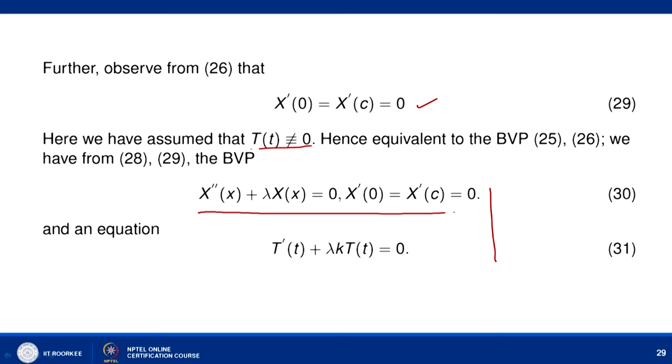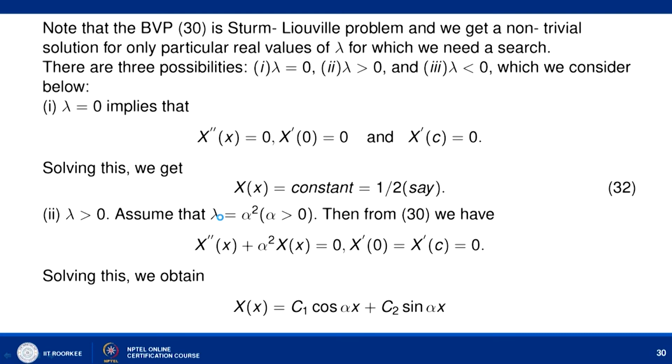This is a boundary value problem, and if you look at it, it is a Sturm-Liouville boundary value problem. So here we can apply our discussion of Sturm-Liouville boundary value problems to solve it. Let us solve this. Since lambda is a parameter and can take distinct values, lambda equal to 0, lambda greater than 0, or lambda less than 0, we look at these conditions separately.